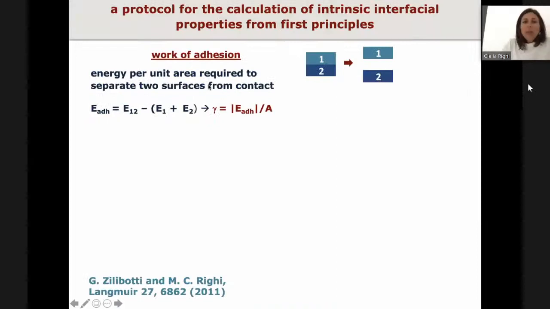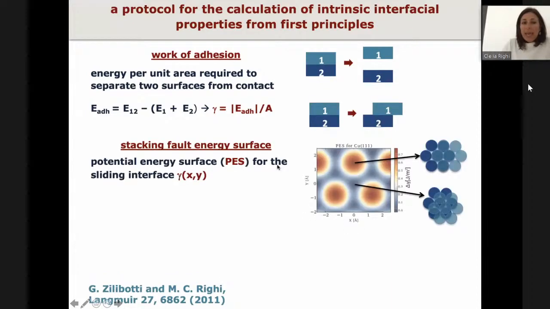And we developed a protocol to calculate intrinsic interfacial properties from first principles. First, we calculated the work of adhesion, that is the energy required to separate two surfaces from contact. And then by monitoring how this adhesion changes as a function of the relative lateral position of the two surfaces, we can construct the stacking fault energy surface, or the potential energy surface of the sliding interface.